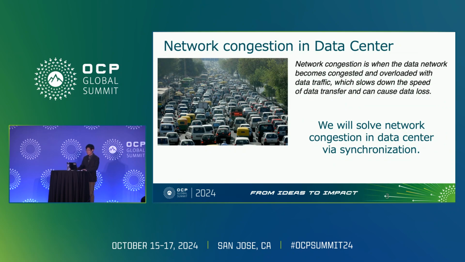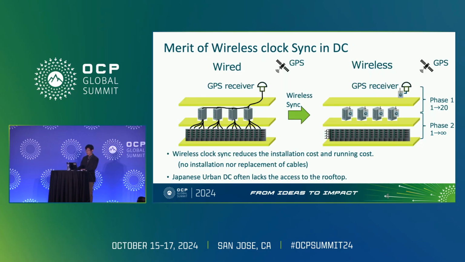The problem to solve in data centers is network congestion. What I mean by that is when a data network becomes congested and overloaded with data traffic, which slows down the speed of data transfer and can cause data loss. We will solve this problem with synchronization. That's the big picture.